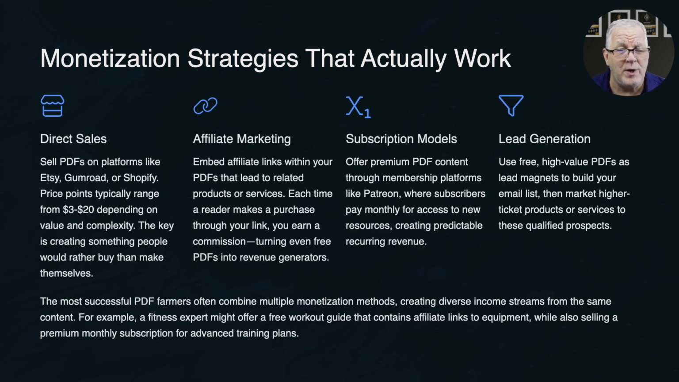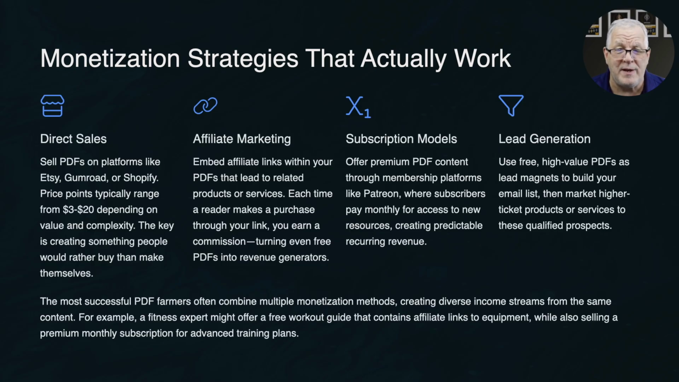Second is affiliate marketing. You can embed affiliate links within your PDFs that lead to related products or services. Each time a reader makes a purchase through your link, you earn a commission, turning even free PDFs into revenue generators. Third are subscription models. You can offer premium PDF content through membership platforms like Patreon, where subscribers pay monthly for access to new resources, creating predictable recurring revenue. Fourth is lead generation.